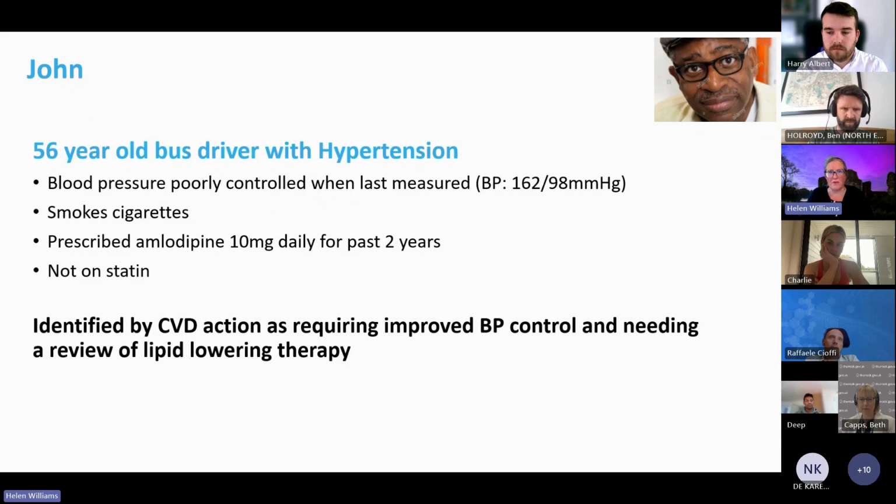So our 56-year-old bus driver with hypertension, his blood pressure is poorly controlled when his last blood pressure was measured. He has been invited, but he hasn't responded to his recalls. He smokes cigarettes, is prescribed amlodipine 10 daily for the past 2 years, and is not on a statin. So those two things are obviously going to flag on CVDACTION. There may be other things, like he's due a cholesterol test or needs a CKD check, for example. But specifically here, we can see already he has raised blood pressure, it's poorly controlled, and he's not on a statin.